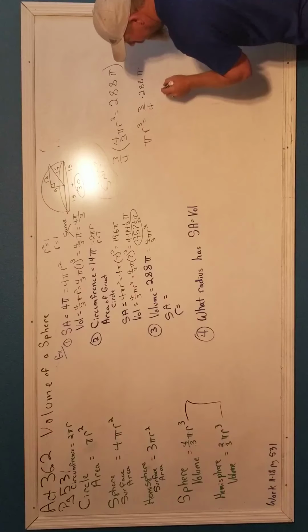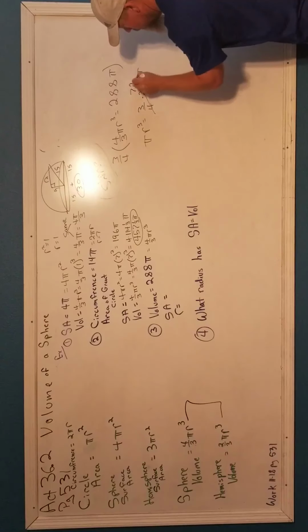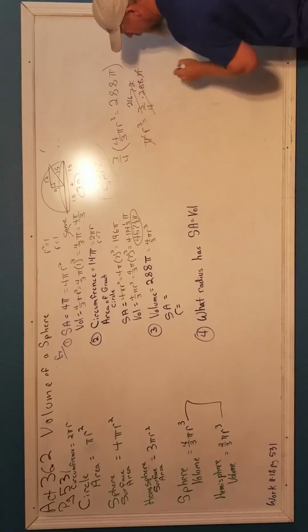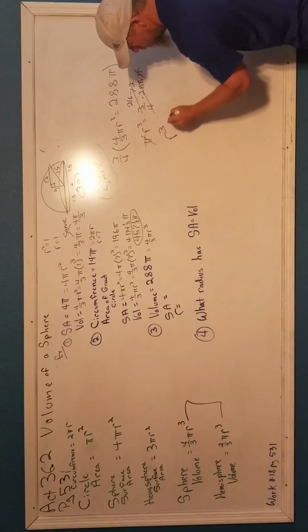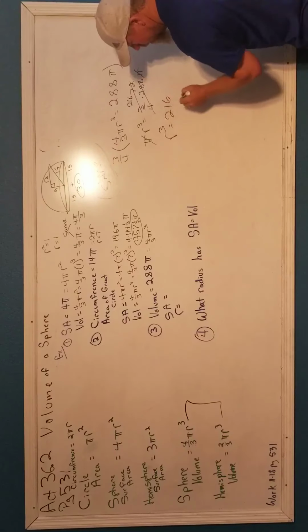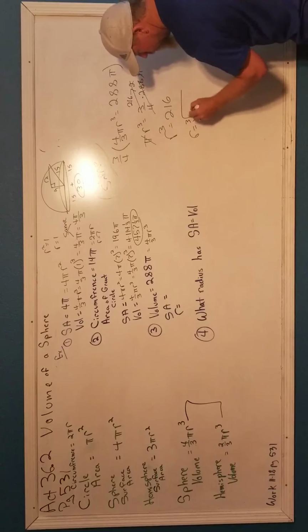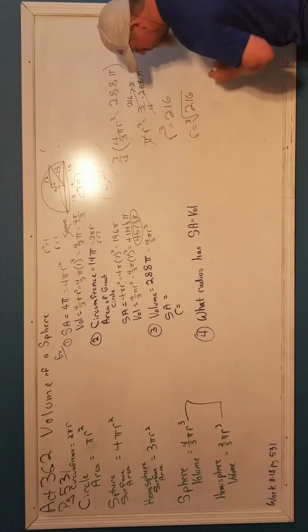So 288 divided by 4 gives me 72. 72 times 3 gives me 216, and my pi's are going to cancel. So r to the third power is equal to 216. In your calculator, you're going to do the third root of 216, okay?